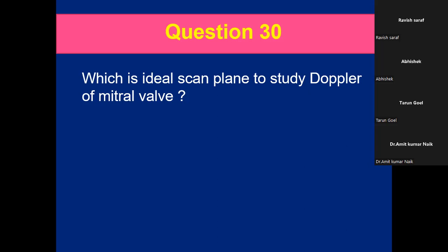Sir, apical 4-chamber view. It's very simple. You'll have apical 4-chamber view, 3-chamber view, and 2-chamber view. Doppler is parallel. Doppler is not perpendicular. My question is about Doppler of the mitral valve. So it will be in 4-chamber view, 3-chamber view, or 2-chamber view. Either of these views. Yes, sir.